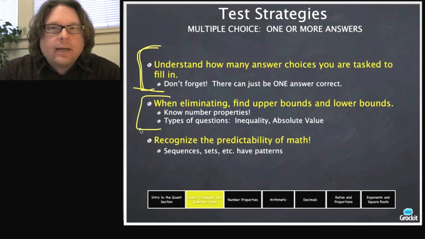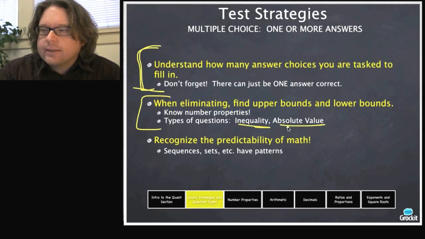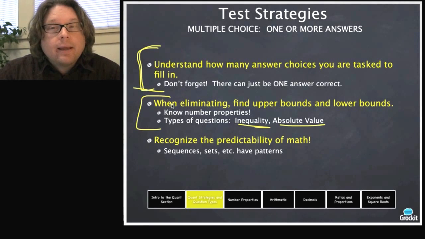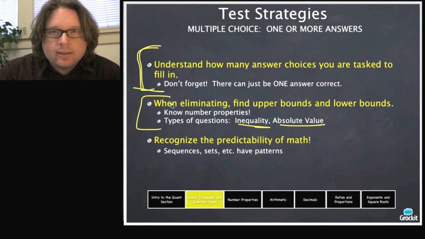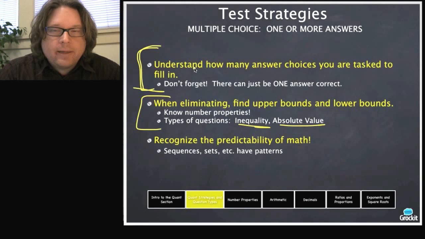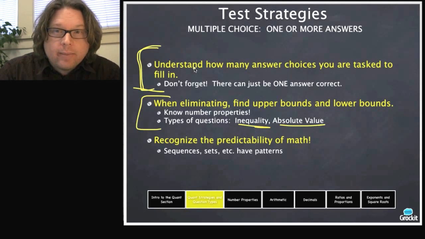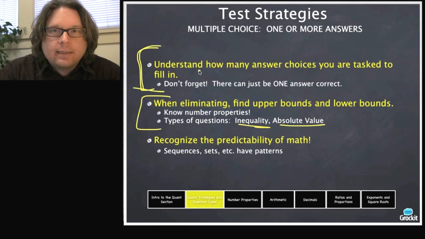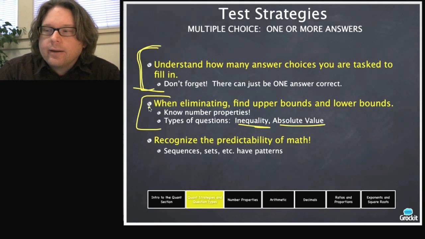When you're eliminating, find the upper and lower bounds. So some types of questions will give you a range of numbers, in particular inequalities and absolute values. You can use that to your advantage. You'll be able to tell sometimes that certain answer choices are just not going to be possible. So, if you can tell from the problem that the biggest answer can be 8, then the answer choice that's 9 or 10 is automatically wrong without you even having to test it. So look for little tricks like that.